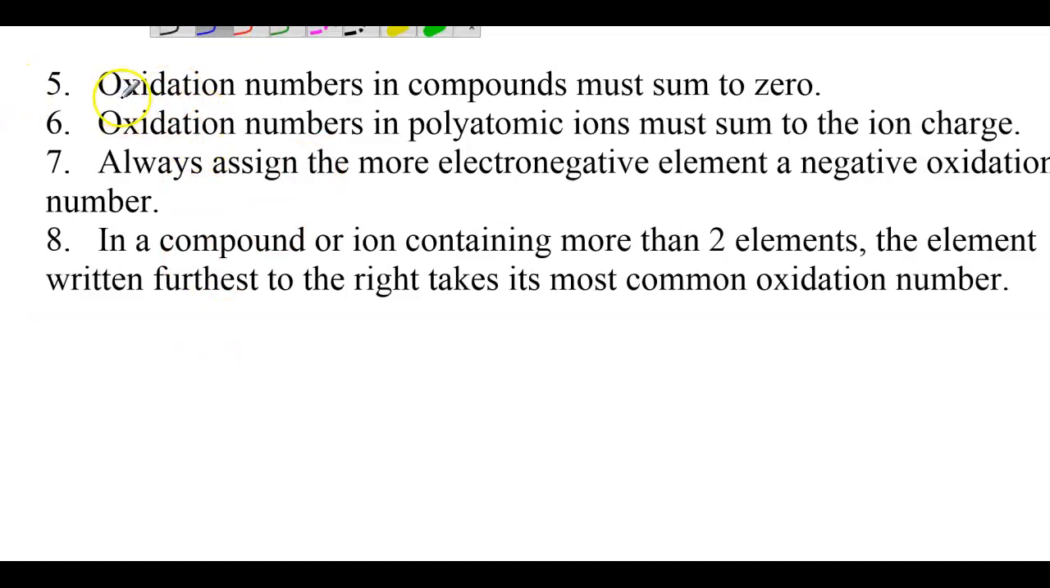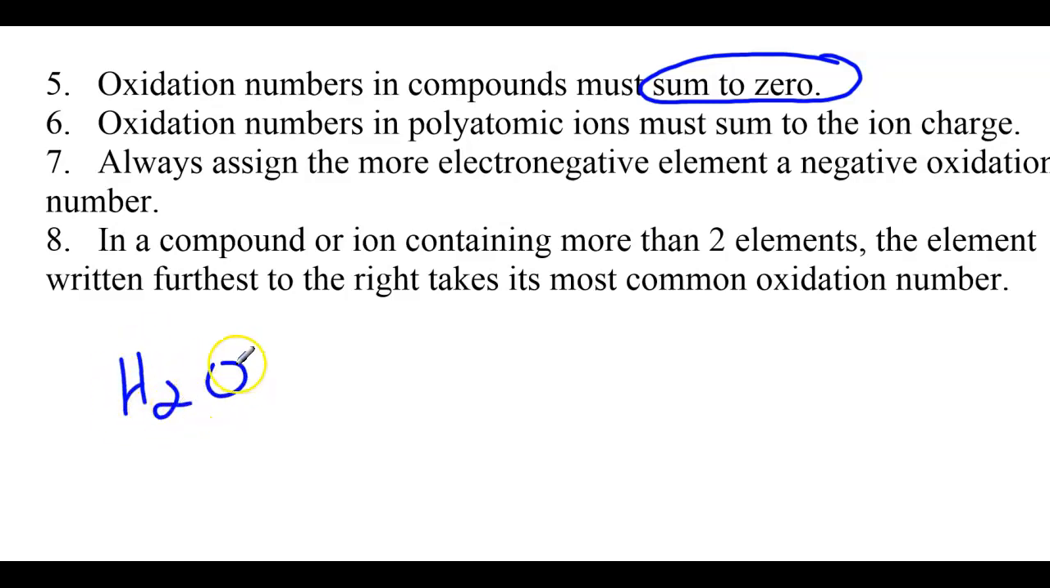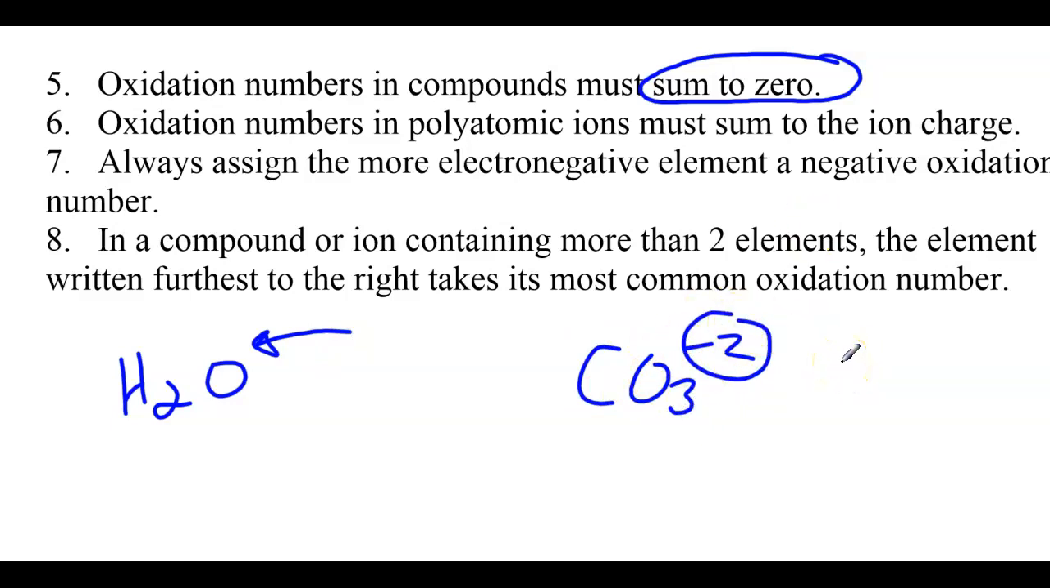Okay, number 5. Oxidation numbers in compounds must add up to a sum of 0. So what does that mean for us? That means if you have a molecule, such as water or anything, if it does not have a charge in the corner, meaning it's not a polyatomic, like carbonate has a charge in the top right-hand corner. If there's nothing written there, you know it has to have a sum of 0. So when you're assigning your oxidation numbers, it has to match that, obviously following all the rules we just finished saying.